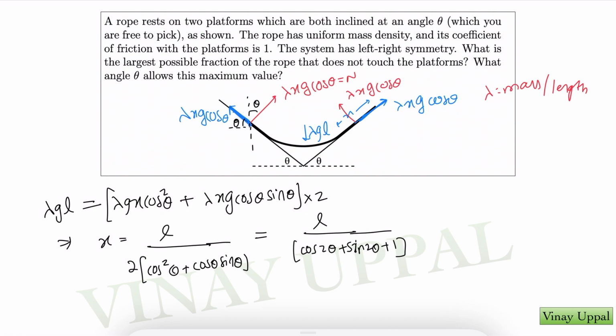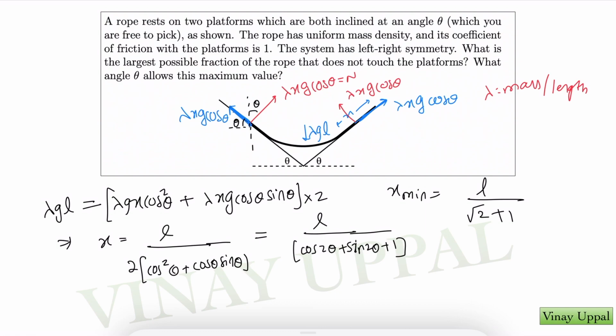Now it's pretty easy, because the maximum value of cos 2 theta plus sin 2 theta will ensure the minimum value of x. So what will be the maximum value of cos 2 theta plus sin 2 theta? You know that from trigonometry, it will be root 2. So L divided by root 2 plus 1. So the minimum value of x is L divided by root 2 plus 1.